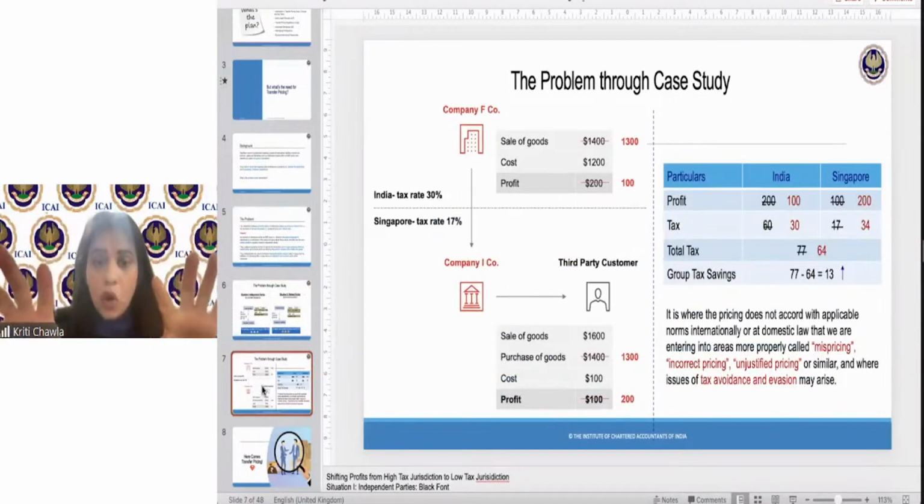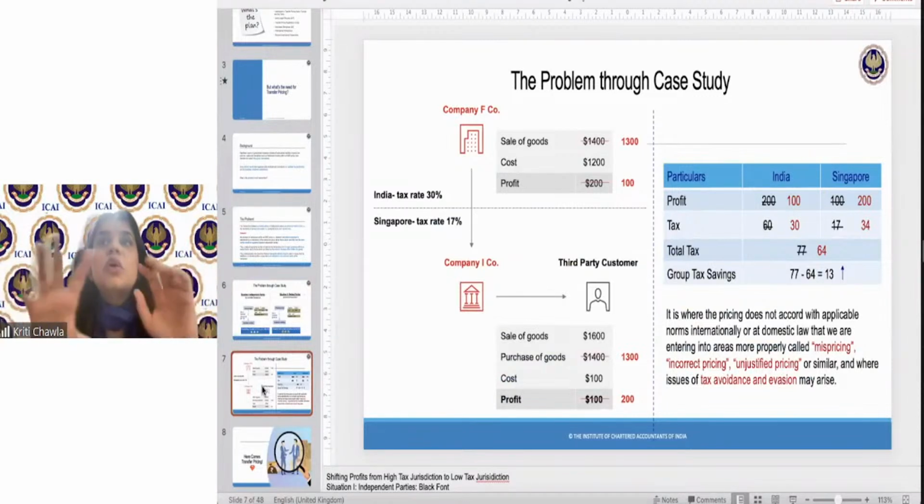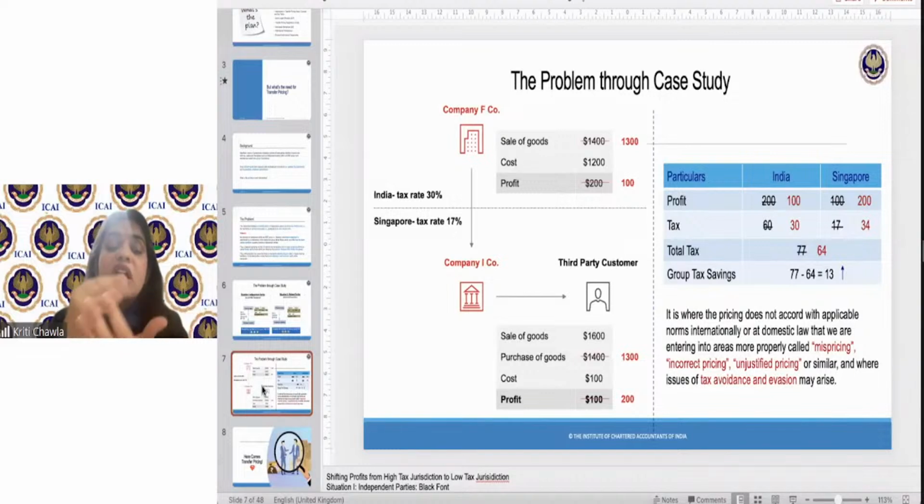In this particular problem, I'm going to discuss it in detail, but what happened was that there was shifting of profits from a high tax jurisdiction to a low tax jurisdiction. So, shifting of profits from a high tax country to a low tax country. And through this problem, I'm going to address how tax avoidance strategies really happened and where transfer pricing comes into play. So let's take this particular case study.